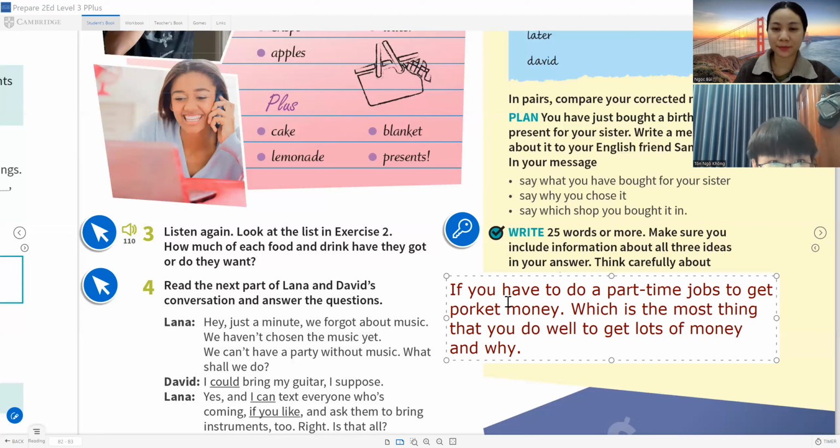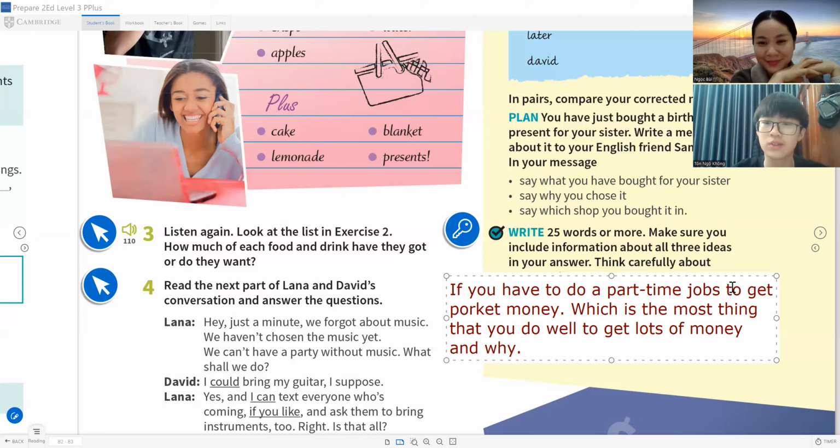Okay, time's up. Now you have 2 minutes to answer my question. If you have to do a part-time job to get pocket money, which is the most thing that you do well to get lots of money and why?